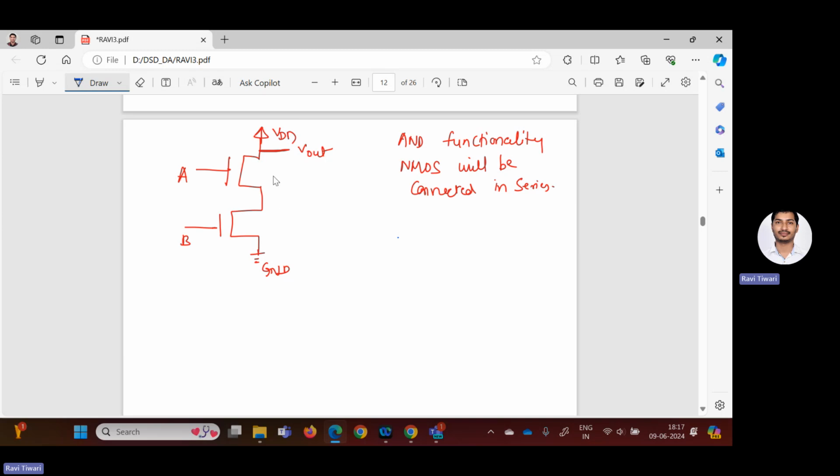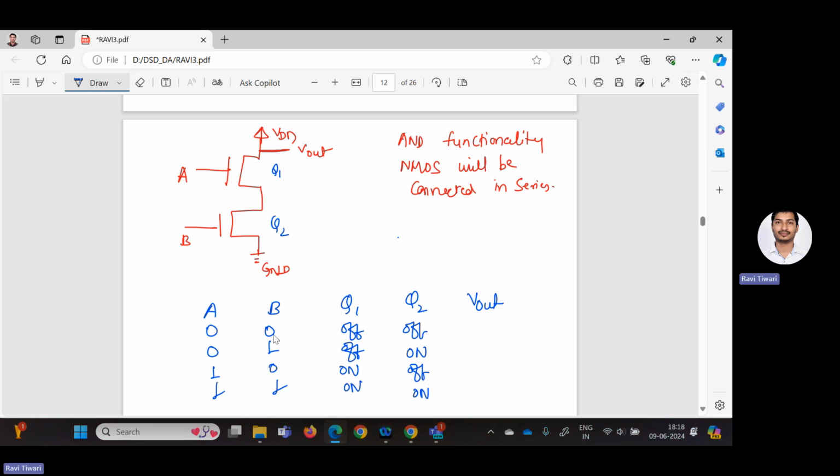So here I am assuming this is Q1 and this is Q2. And here I'm taking A, B. This is Q1 and this is Q2. And we will check the V out. As we are having two inputs A and B, there will be four possible combinations: 0 0, 0 1, 1 0, 1 1. And as we know that for a 0, it will be off because it's a NMOS. Off, on in case of 1. So off off, off on, on off, on on.